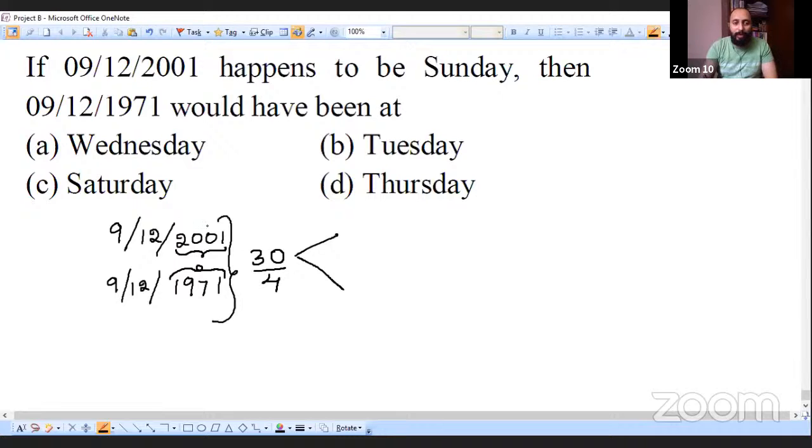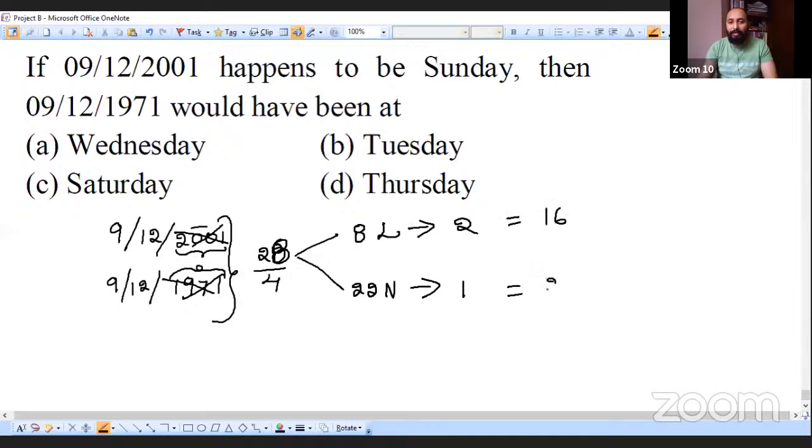So you take off this 2001 and this. So I can take 28. It is very easy to take it. You remove 2001 and 2071. Between them there is 28. So I can take 8 leap years and 22 normal years. Leap year means 2 odd days. Normal means 1 odd day. So this is giving 16 and this is giving 22.